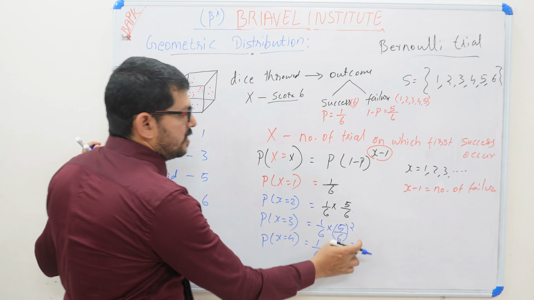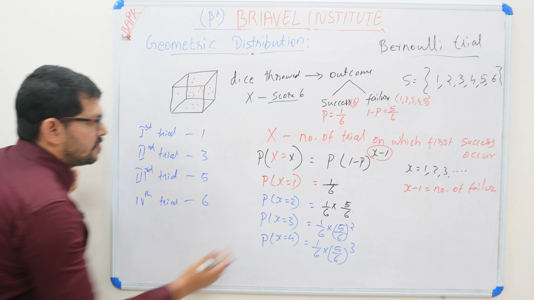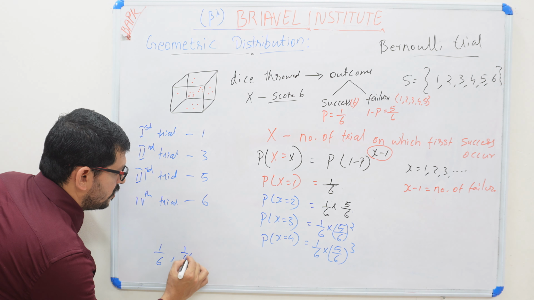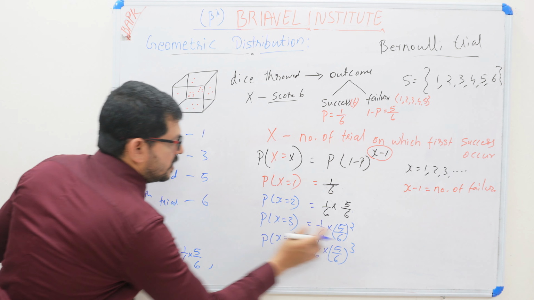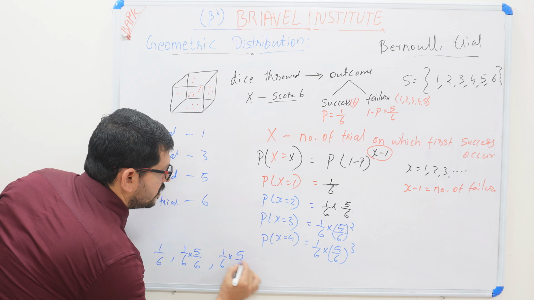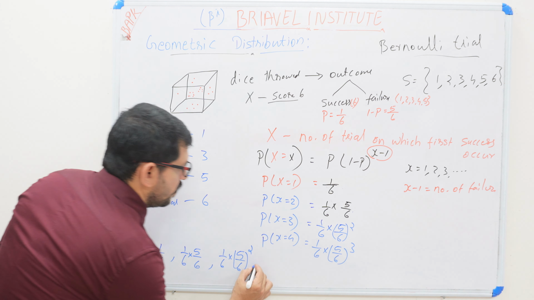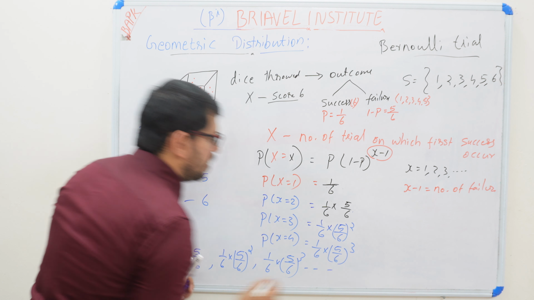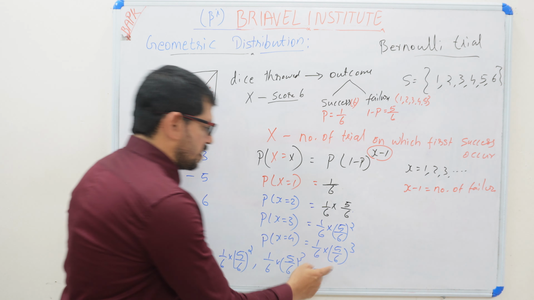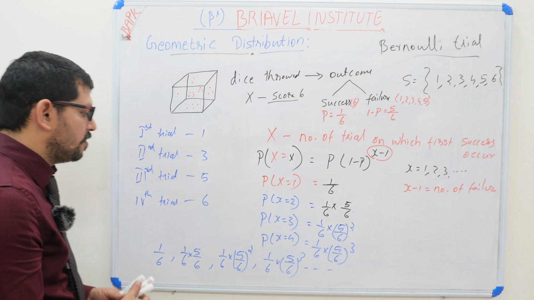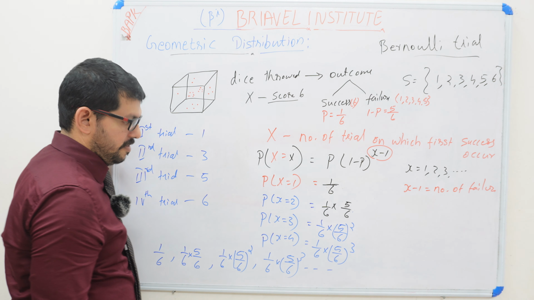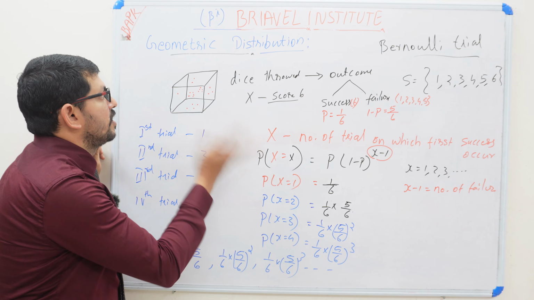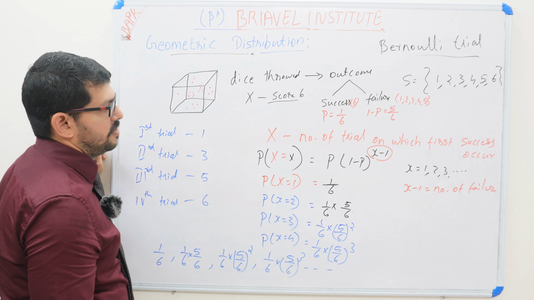Now you see the number of failures is coming like that. You see this distribution: 1 by 6, then 1 by 6 into 5 by 6, the third case is 1 by 6 into 5 by 6 all squared, the fourth case is 1 by 6 into 5 by 6 all raised to cube. It is going like that. The fifth case is 1 by 6 and 5 by 6 raised to 4. So this is coming under a geometric progression. That's why it is called the geometric distribution.